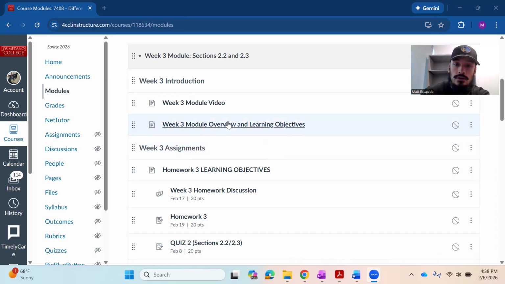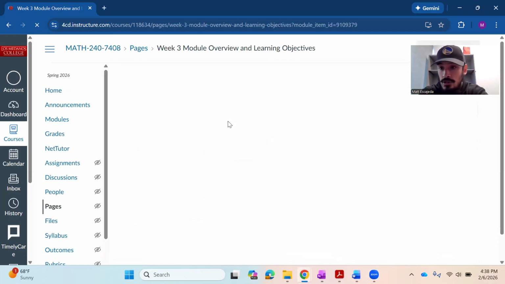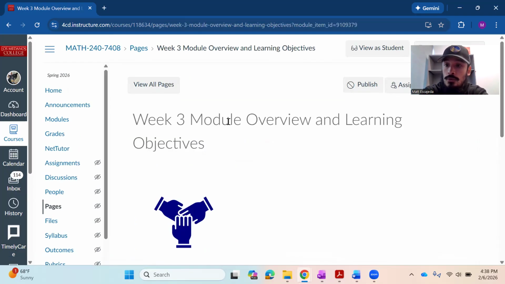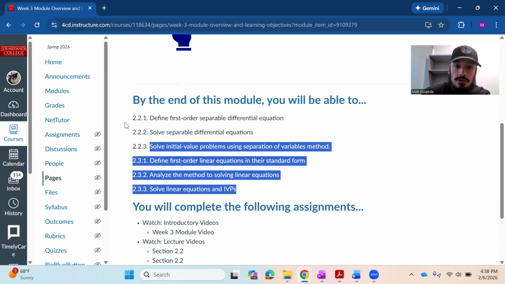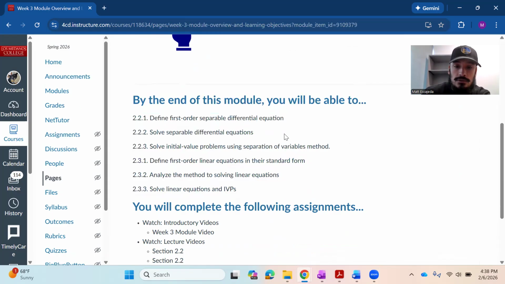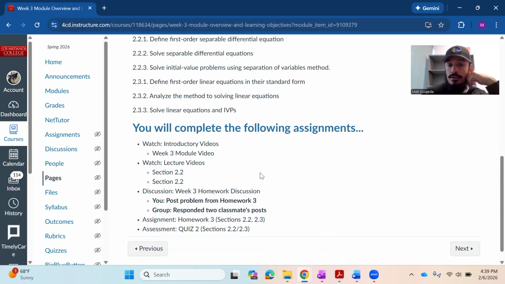So here are the learning objectives and what's going on this week, essentially, in terms of assignments. So here's our learning objectives: solve separable differential equations, solve linear equations. Okay, we're just going to learn how to solve a couple of differential equations in two different ways. And here's a couple of things that you need to watch out for.